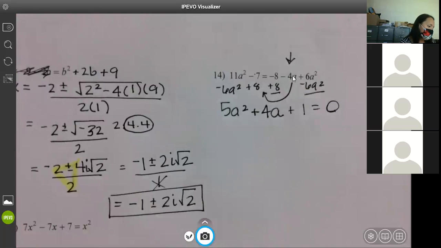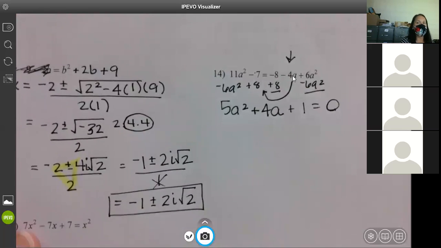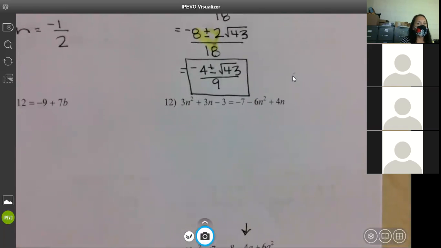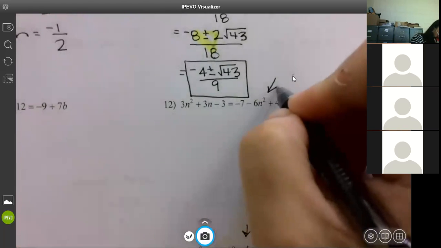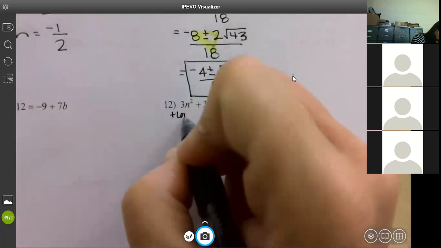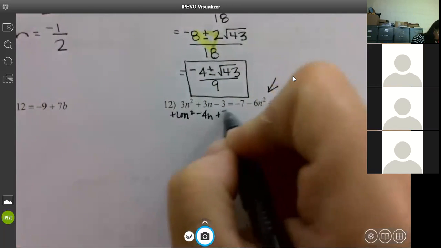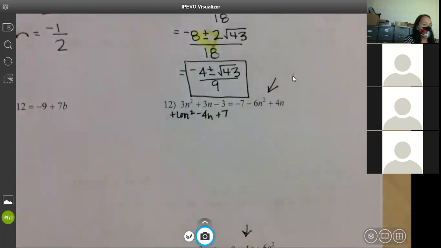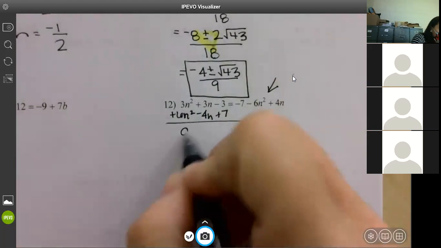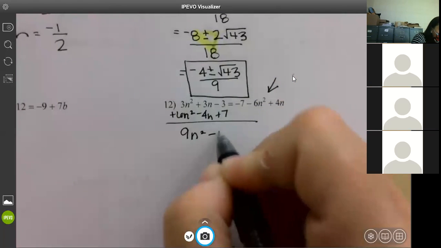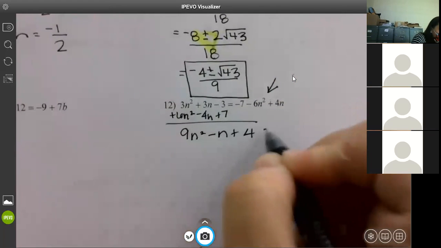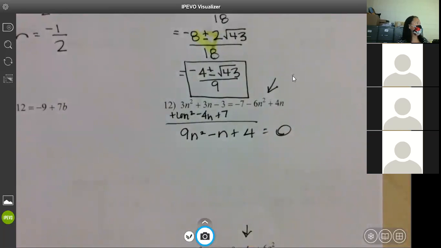All right, look at number 12. What do I move on this one? A 6n squared. Yeah, so we're going to move this side over. So I'm going to add 6n squared. I'm going to subtract 4n, and I'm going to add 7. So I just changed the sign of the other side. That gives me 9n squared minus n plus 4. And then I do quadratic formula. Okay? Is everybody okay with moving it over?